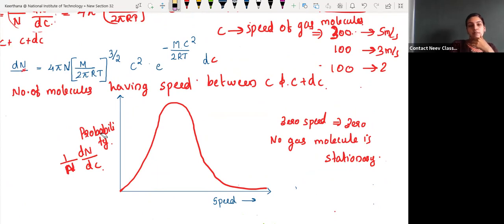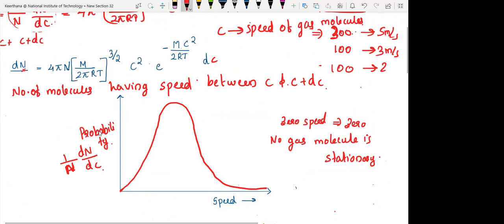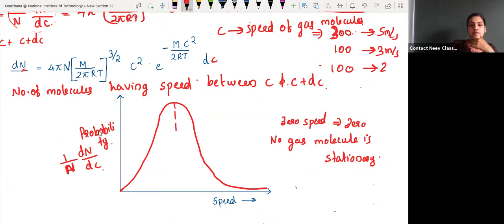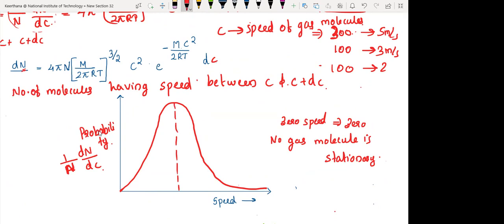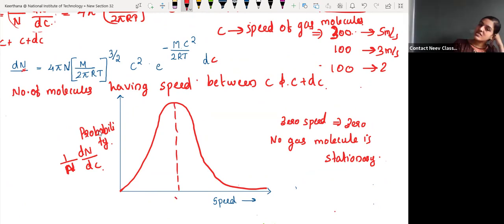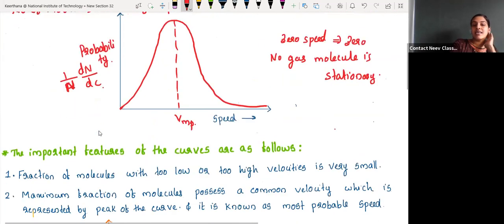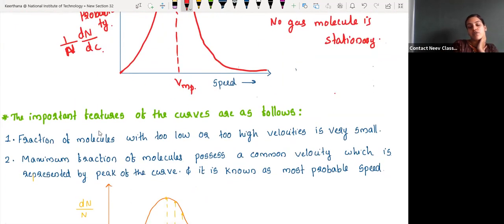Okay. So what is this velocity, or what is this speed? Will it be the most probable speed? Yes, it is the most probable speed. The speed which has high probability to be found, or the speed possessed by the maximum fraction of molecules. So this is VMP. And let's consider what the important features of the curve are.